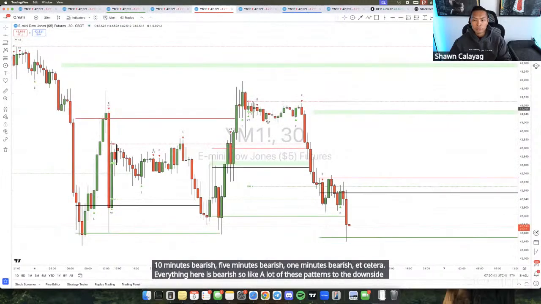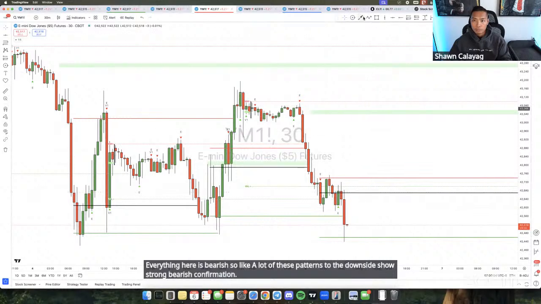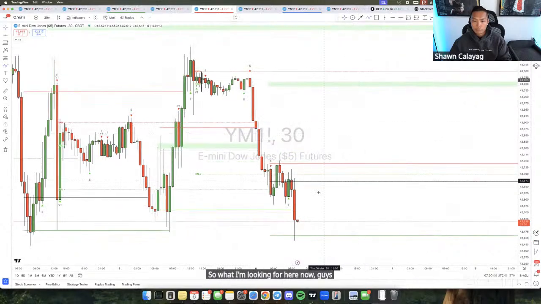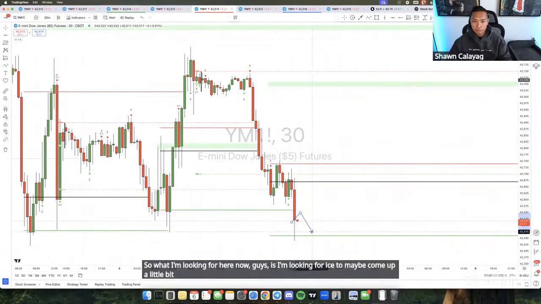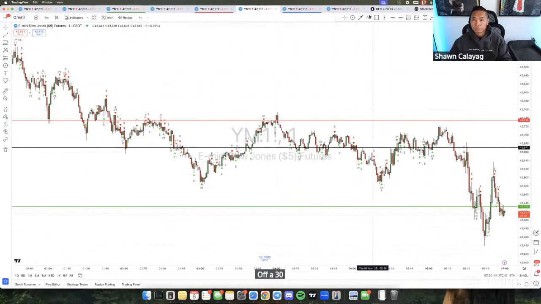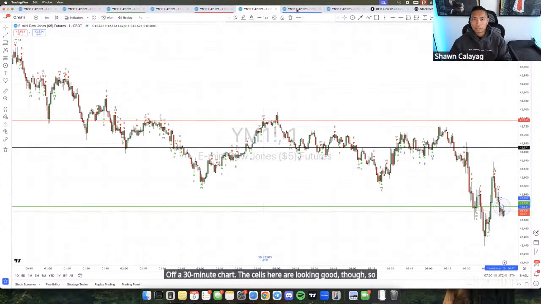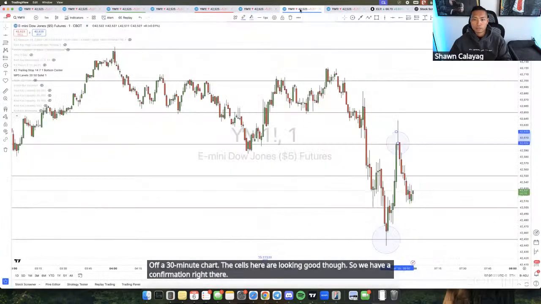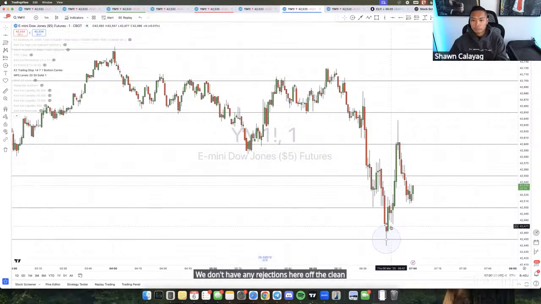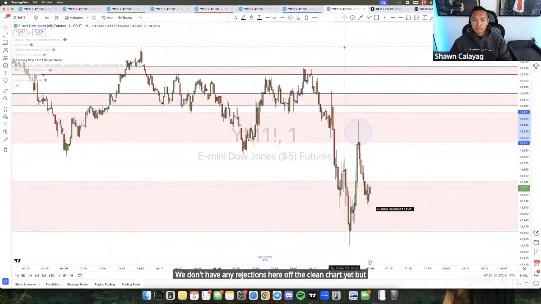So a lot of these patterns to the downside show strong bearish confirmation. So what I'm looking for here now, guys, is I'm looking for price to maybe come up a little bit, bounce off this area, and then come back down further off a 30-minute chart. The sells here are looking good though. So we have a confirmation right there, rejection of the volume profile. We don't have any rejections here off the clean chart yet, but looks like it's bound to happen soon.